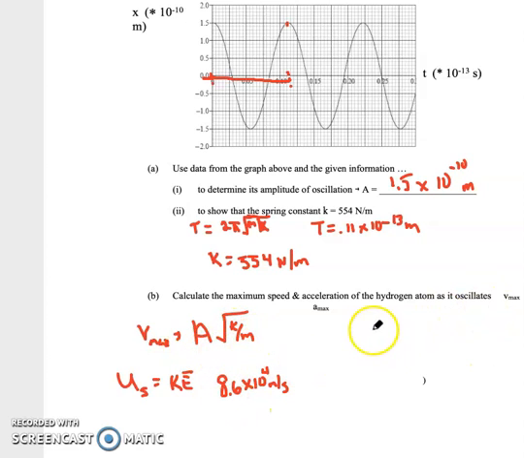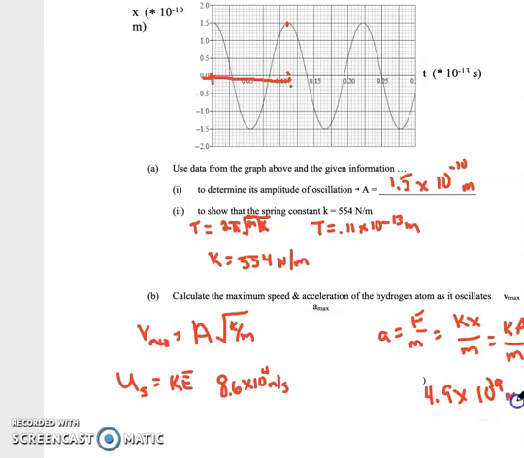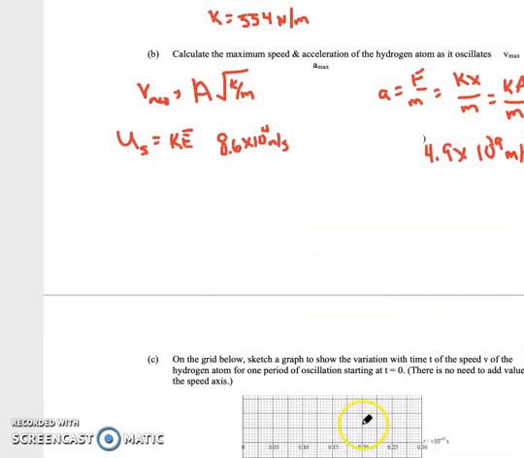For A max, we want to use Hooke's law and the second law of motion. A is F over m, and F is Kx. We don't need to worry about the negative here because we're just interested in the magnitude, so that's just going to be Kx over m. What x are we talking about? We're talking about the maximum, so A, the amplitude. We had the amplitude up here, K is here, m is there, so if you substitute the numbers correctly, you should get a very large 4.9 times 10 to the 19th meters per second squared. So that's 2 points, one for the equation, one for the correct values.